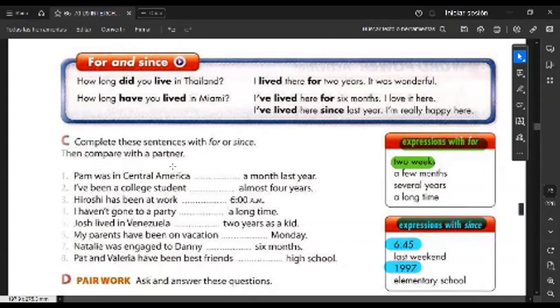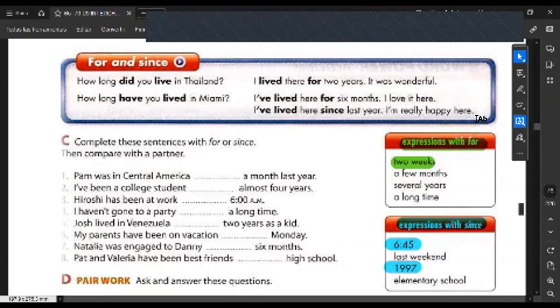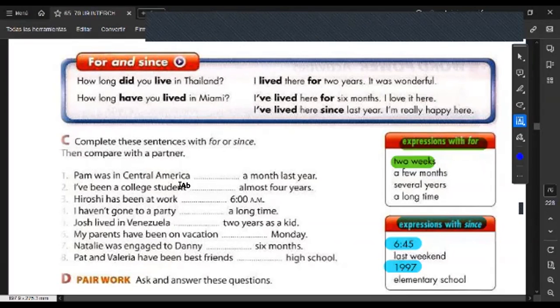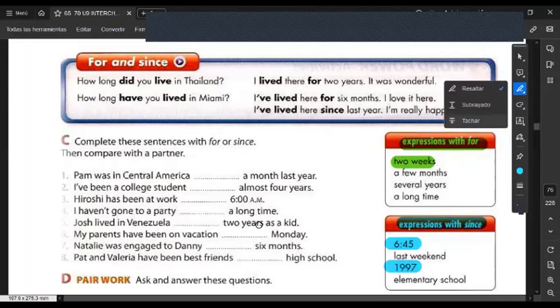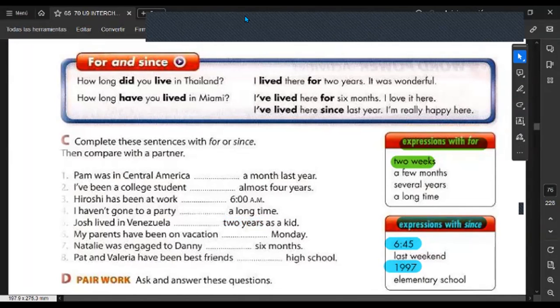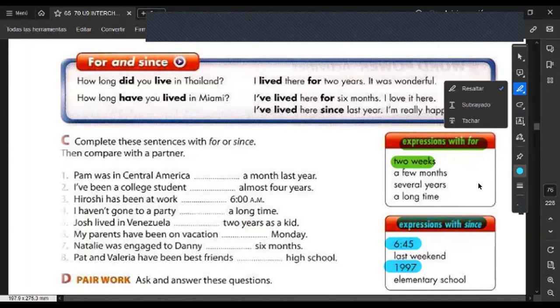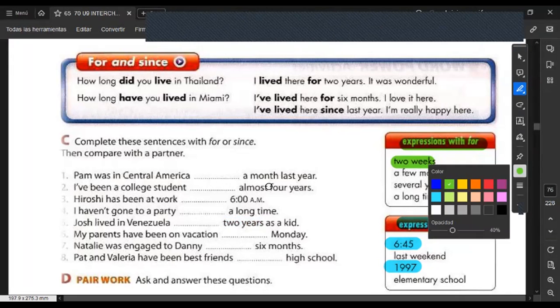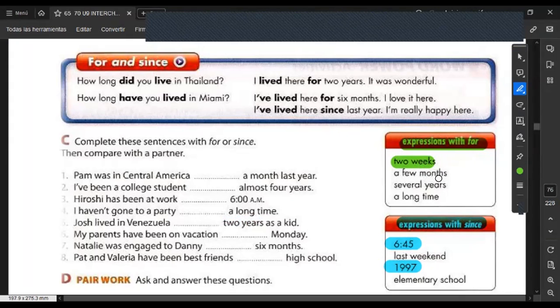Vamos a ver, complete las oraciones con for or since. Pam was in Central America among last year. Si quiere, identifiquemos primero cuáles van con for. Con for tenemos 2 weeks. ¿Cuál va a haber? 2 years. Sería verde, ¿verdad? Ok, ¿me escuchan? Yes, teacher. Okay, very good. Entonces tenemos last year. ¿Iría con for o iría con since? Last year iría con for.